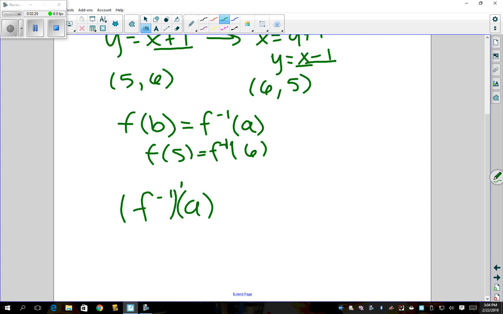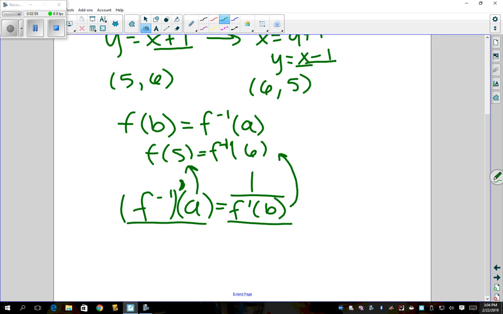The derivative of the inverse at a is equal to 1 over the derivative of your regular function at b. So let me repeat that. The derivative of the inverse at any point a is equal to 1 over the derivative of your regular function at your point b. So again, in this example, our a would be 5, and our b would be 6.